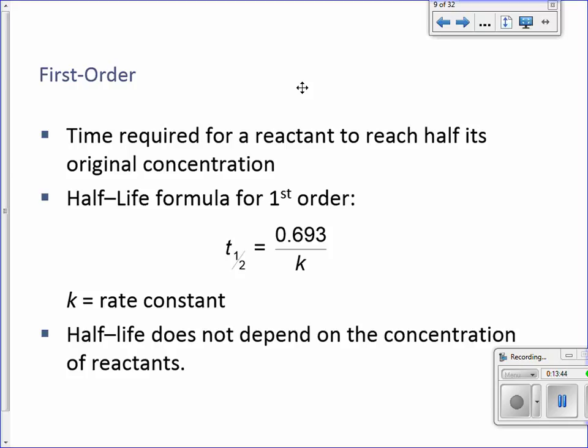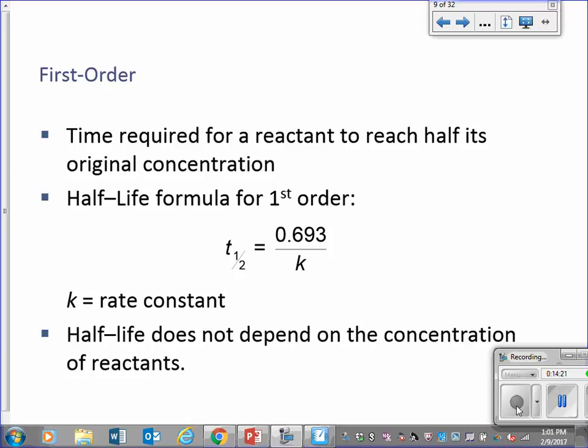It's a nice little formula here, 0.693 divided by K. So this one doesn't depend on initial concentration at all, or any concentration at all. You will see that happening throughout the graph here. And you can derive this formula from the integrated rate law. So we can derive this.